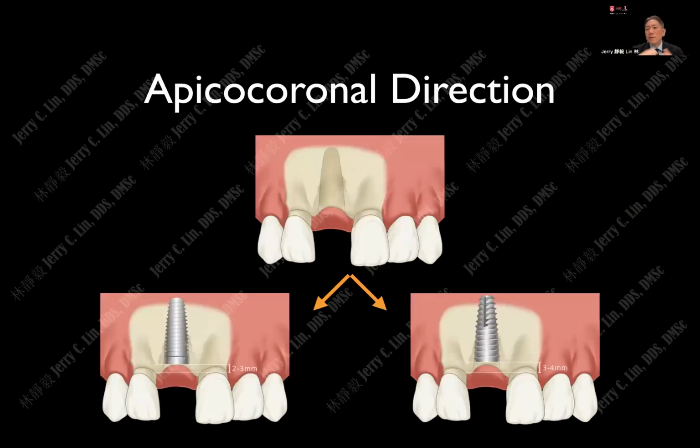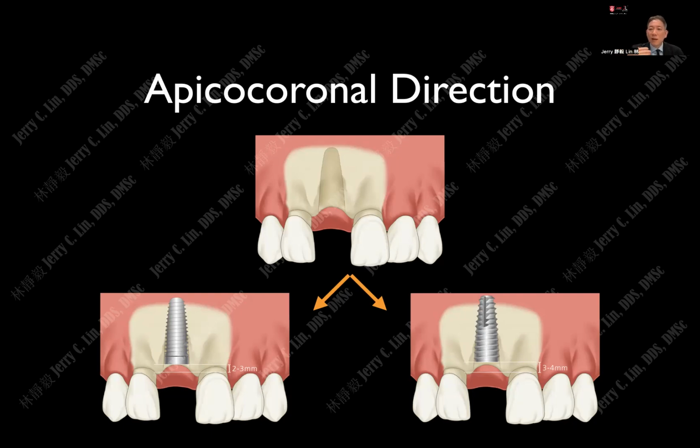So what about the three-dimensional implant placement? Let's talk about the apical coronal direction. There are a lot of dimensions being proposed, but in general, we know that if we are using a platform match implant, the implant position, apical coronal, should be 2 to 3 millimeters away from the future CEJ or the future gingival margin. However, if we are using a platform switch implant, that dimension could be increased a little bit. So the dimension can be 3 to 4 millimeters.